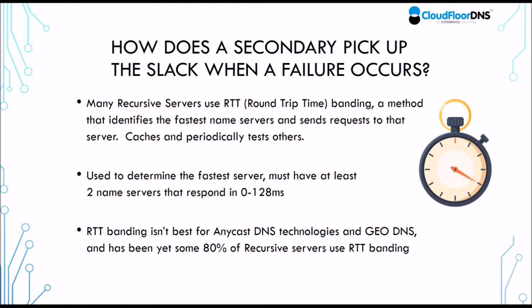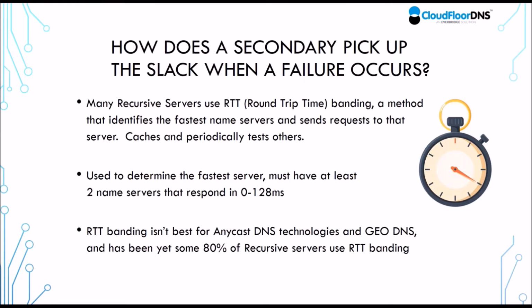So how does secondary pick up the slack when a failure occurs? Many recursives use RTT, or round trip time. This is kind of a stopwatch that identifies the fastest name servers in the delegation, and then simply sends a request to that server or servers. It typically caches and then periodically tests others.